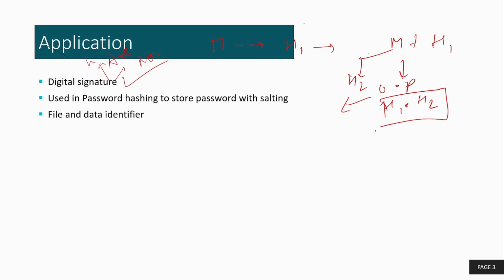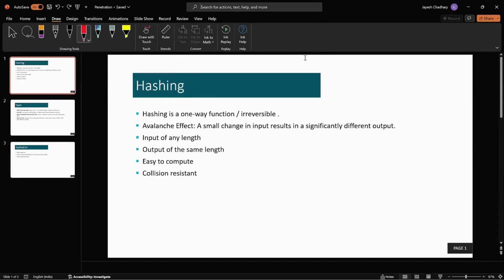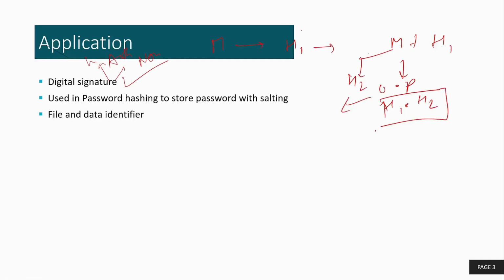And one more thing you will do is encrypt this hash h1 with your private key so that nobody else can change it. This is a brief overview of what a digital signature is. In our next video, I'll explain it in more detail.